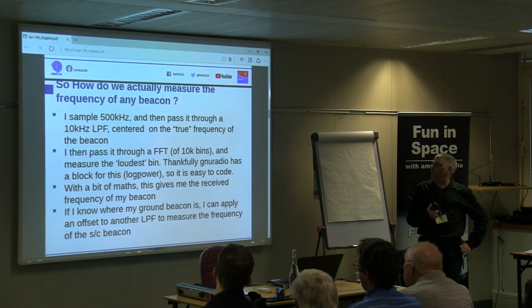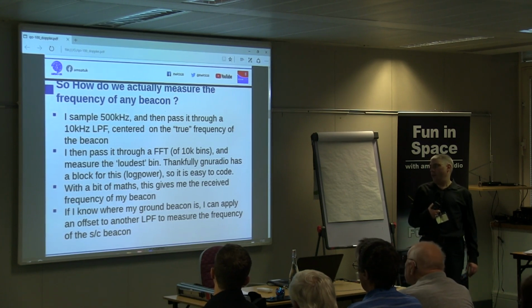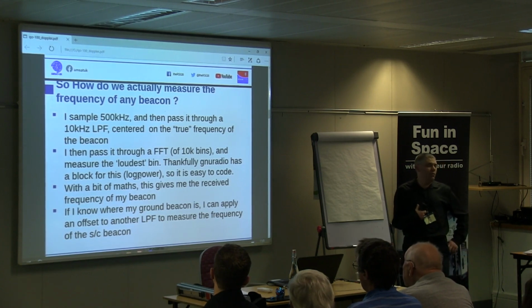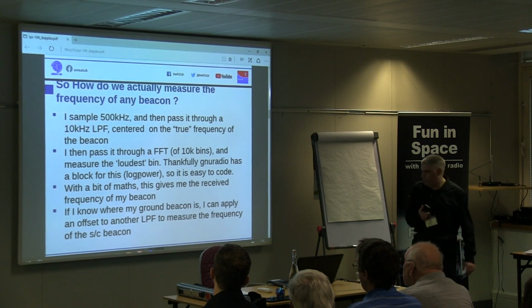And I can measure the loudest bin, i.e. who's got the strongest signal, quite easily because GNU Radio's got a block for it, the log power block, so it's easy to code. Now, that gives me a bin number, but with a bit of maths, it actually gives me the received frequency of my beacon. And so, therefore, if I know where my ground beacon is, I can apply an offset to another LPF to measure the frequency of the spacecraft beacon. I'd set my ground beacon 10 kilohertz below where the spacecraft beacon was.